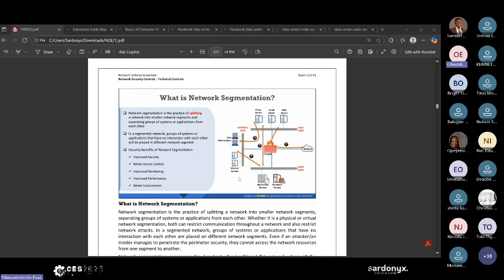So segmentation is the practice of splitting a network into smaller network segments and separating groups of systems or applications from each other.